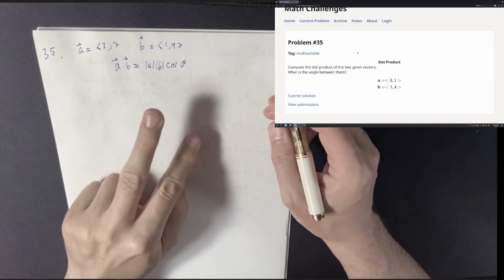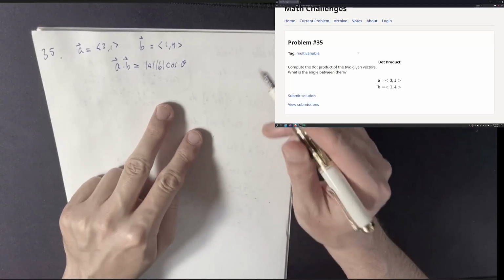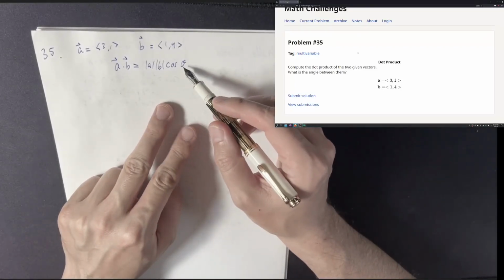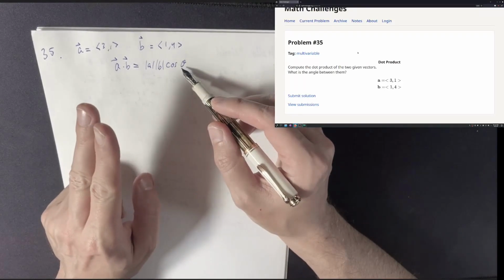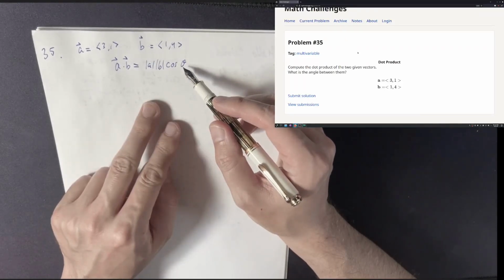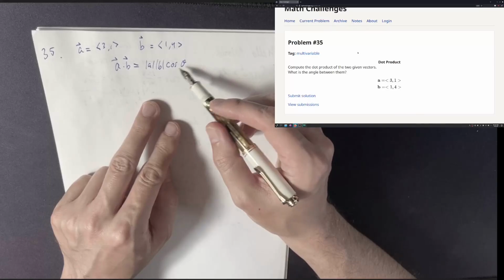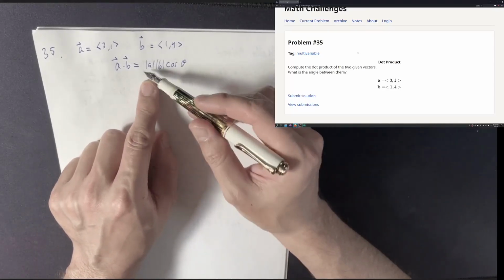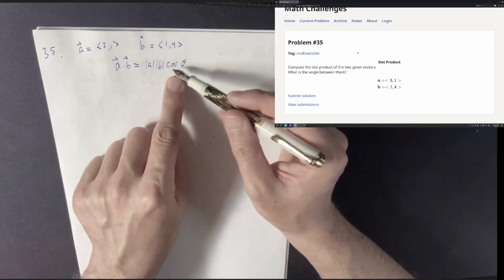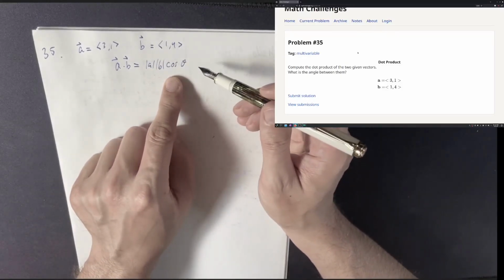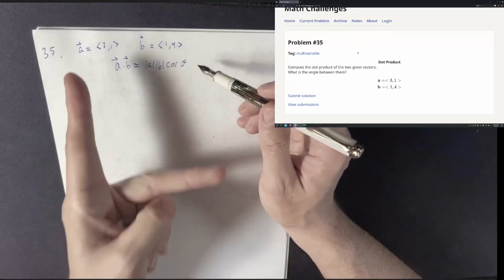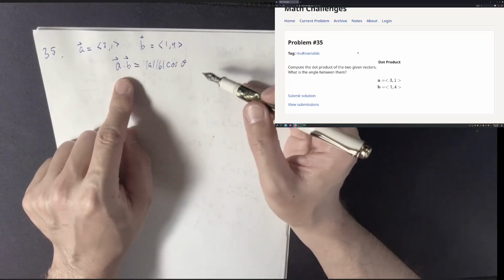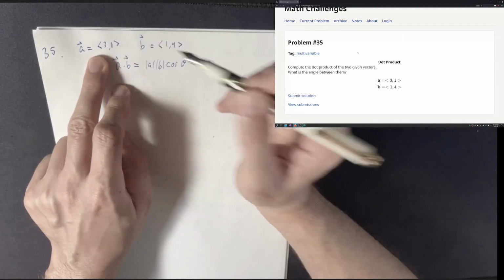It's a measure of how similar the vectors are. So if they were parallel, if they were moving in exactly the same direction, your angle would be 0, and you just get the magnitude back. That's the largest it can be, because it's this bound times something that's less than or equal to 1. And if they're perpendicular to each other, this dot product will be 0. So it's a pretty convenient quantity.